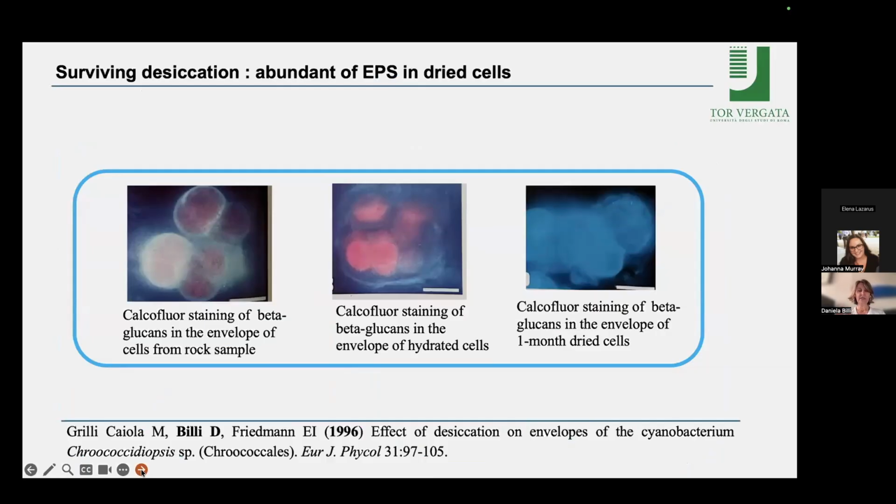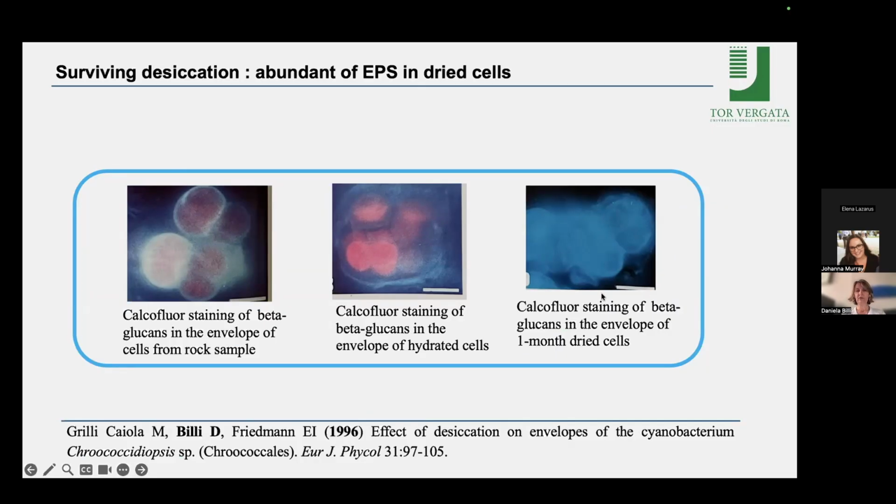Before exposing desert cyanobacteria to non-Earth conditions, either in space or using planetary simulations that are available on Earth, we really should know how these cyanobacteria face desiccation on Earth. Already when I was a PhD student, a long time ago, we pointed out, by staining the cell envelope of the desert cyanobacteria, that they are very rich in exopolysaccharides.